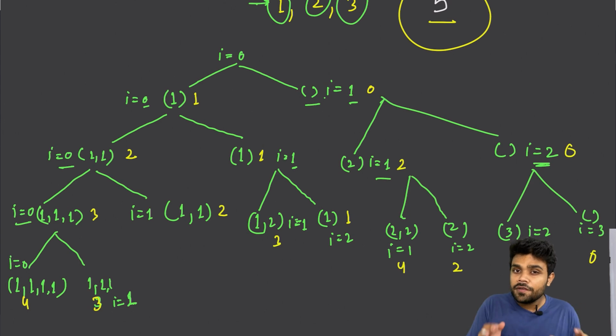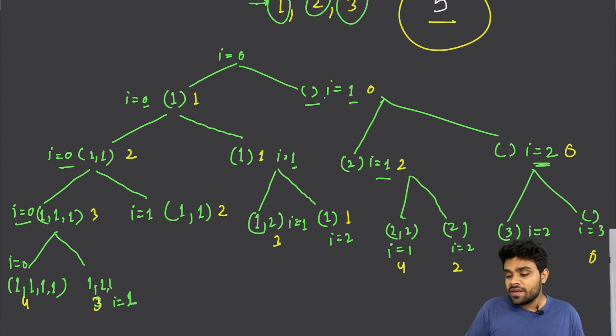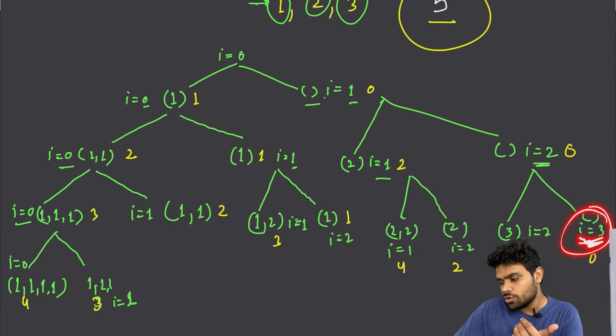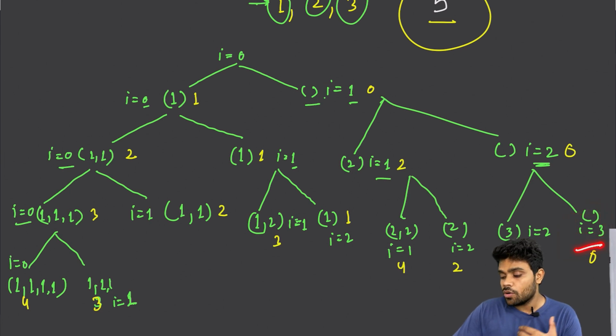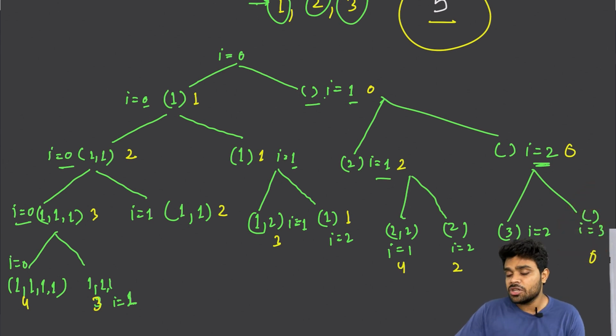Okay, there are a few nodes which are not able to reach the summation 5, just like this one, right? Why is it not able to reach 5? Because I is equal to 3. I already surpassed all the elements. Now no elements are remaining, I is equal to 3. So it cannot go any further, it is going to stop here. It is not able to reach the summation 5, the subset is still empty, the summation is still 0.